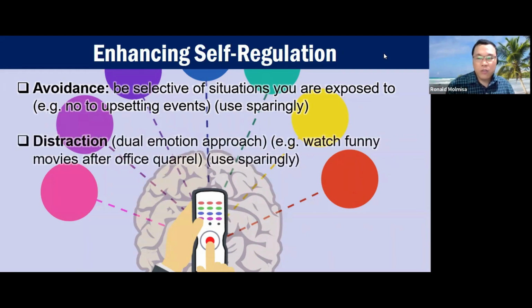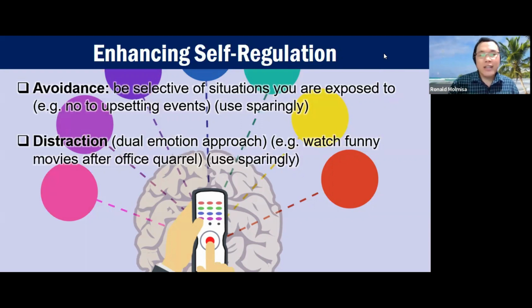Distraction. We call this the dual emotion approach. So, di ba, pag nag-away kayo sa opisina, nood mo tayo Netflix. So, we call it dual emotion approach. Ibig sabihin, you watch things that would somehow relieve you of the negativities na nasagap mo. Pero again, use also this sparingly. Hindi ito pinaka-default mo dapat. Kasi you have to deal with the problem sometimes.